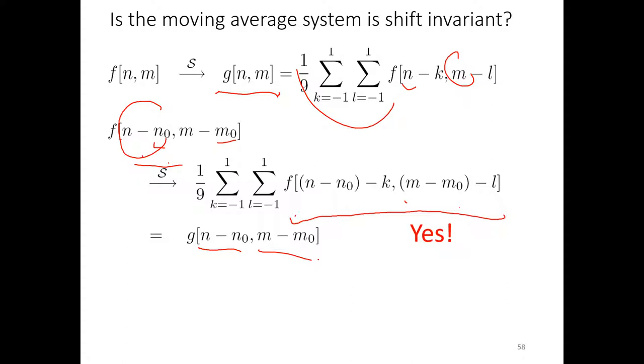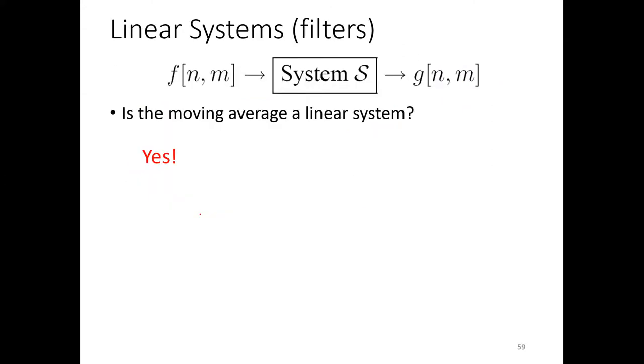That means the output is the same. G is of course the original image, but if I shift it and then apply the operation, it's the same as first applying the operation and then shifting. Okay, it sounds confusing, you can look into that. But just trust me.